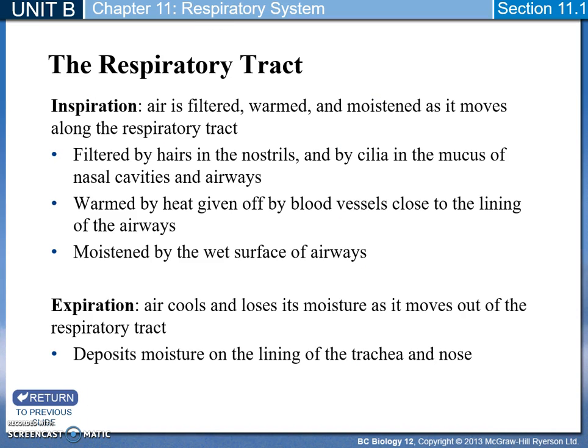So in the respiratory tract, inspired air is filtered, warmed, and moistened as it moves along the respiratory tract. It's filtered by hairs in the nostrils and by cilia in the mucus of the nasal cavities and airways. Air is then warmed by heat given off by the blood vessels close to the lining of the airways, and the air is also moistened by the wet surface of the airways. With expiration, air cools and loses its moisture as it moves out of the respiratory tract, and so it deposits moisture on the lining of the trachea and the nose.